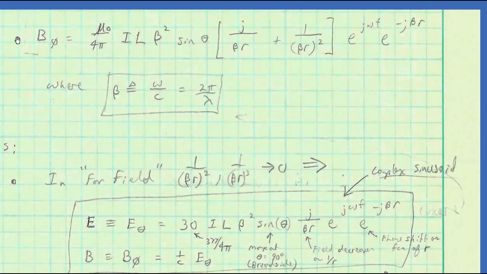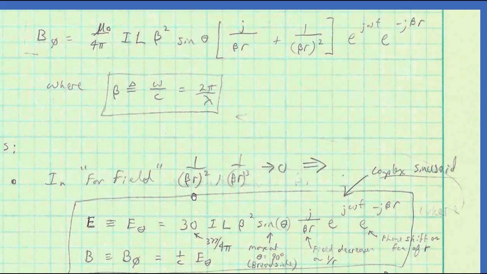And for completeness, here's the expression for B sub phi. Looks very similar. The second term here will go away. We'll just be left with the other pieces. Beta, as I said, is 2 pi over lambda. And hopefully we remember from the first episode that lambda is the wavelength, c over f.